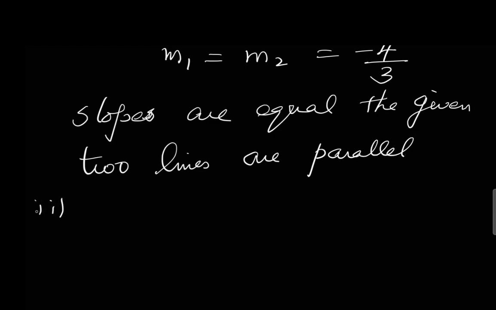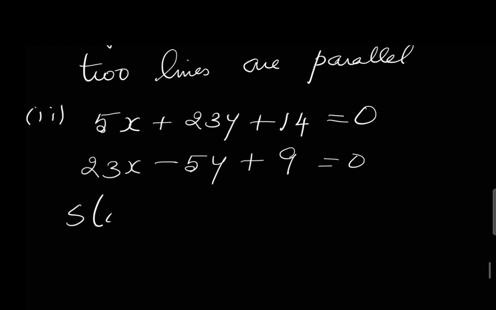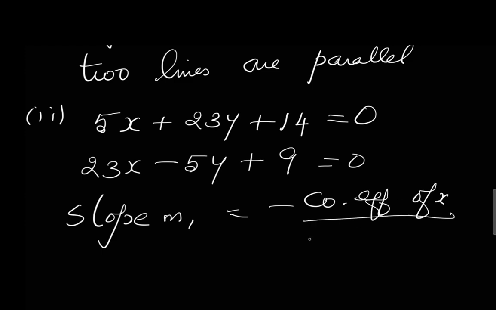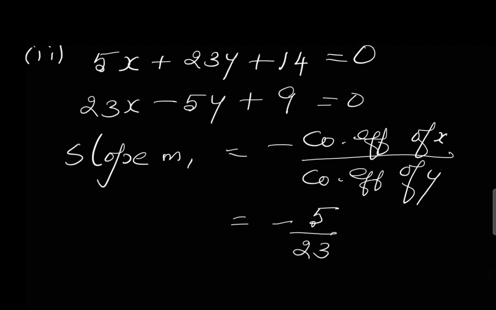See the second sum, the same division. 5x plus 23y plus 14 is equal to 0. Second equation, 23x minus 5y plus 9 is equal to 0. Find the slope. Slope m1, first line slope, minus coefficient of x divided by coefficient of y. Minus coefficient of x is 5, coefficient of y is 23.